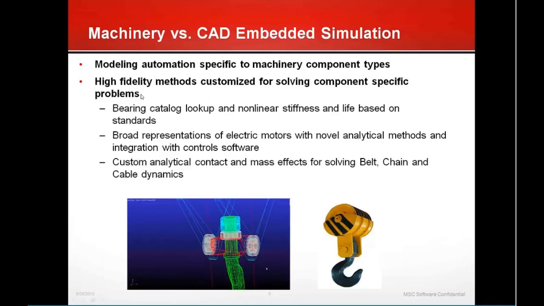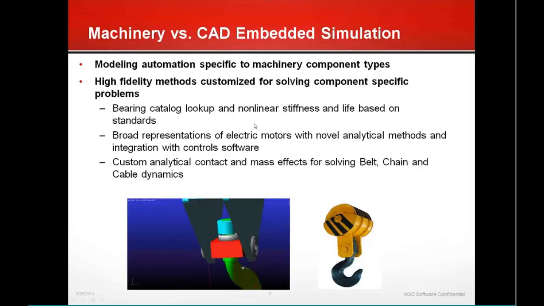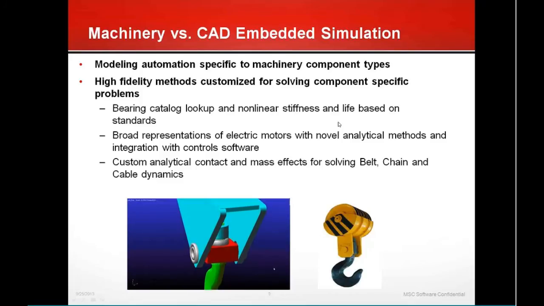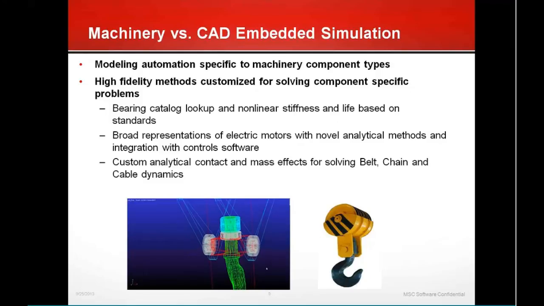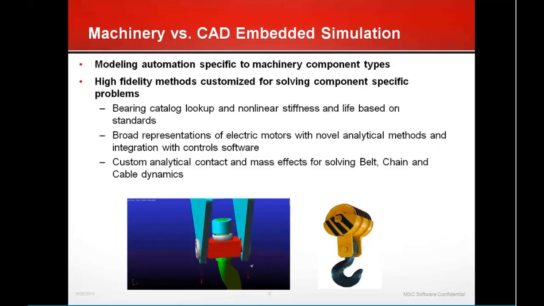Number one, we've introduced the bearing catalog with nonlinear stiffnesses and life estimations. We have a variety of electric motors with varying levels of fidelity depending on the methodology you choose. We have analytical methods and ease of co-simulation with various other 1D tools. And then we also have these custom analytical contact and mass effects that we've coded in there for belt, chain, and cable dynamics.